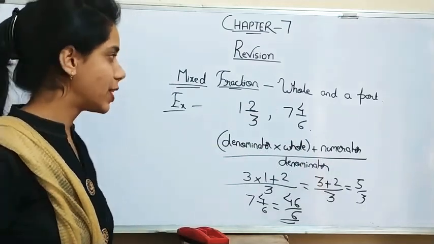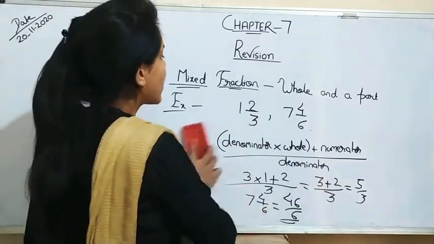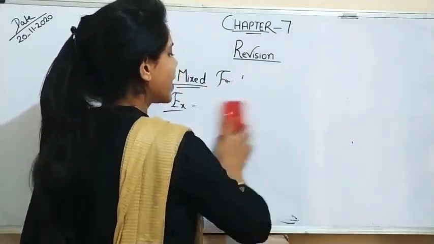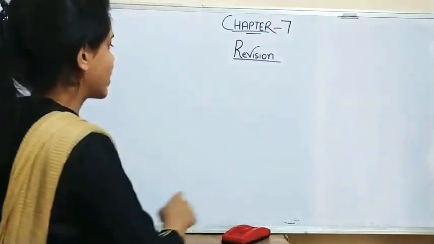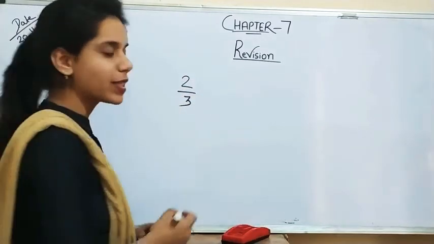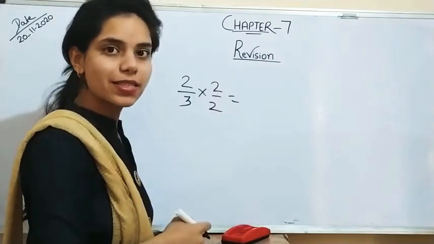Okay. So in this way we write the mixed fraction. Now what are equivalent fractions? We get the equivalent fractions by multiplying or by dividing. Suppose there is one fraction like this. We get the equivalent fraction by multiplying with the same number in the numerator as well as in the denominator.